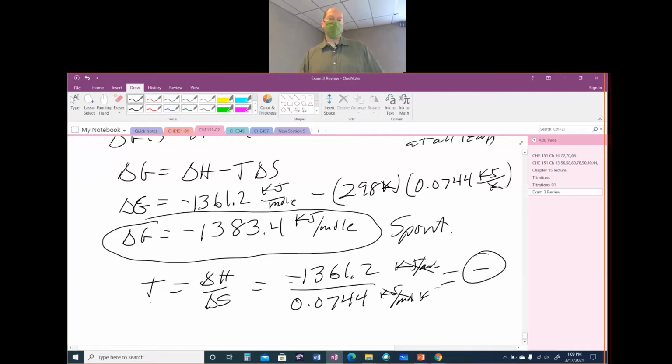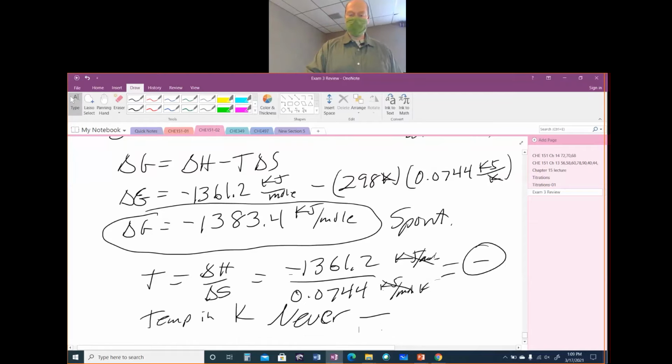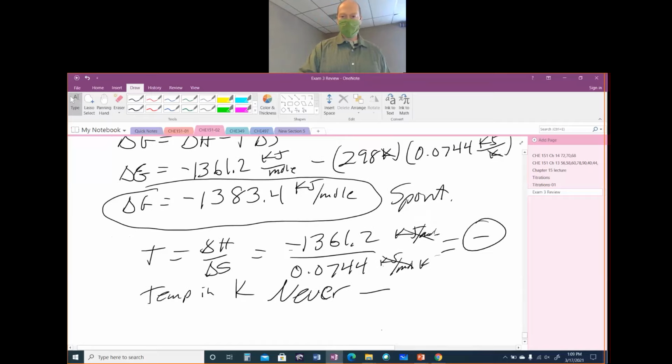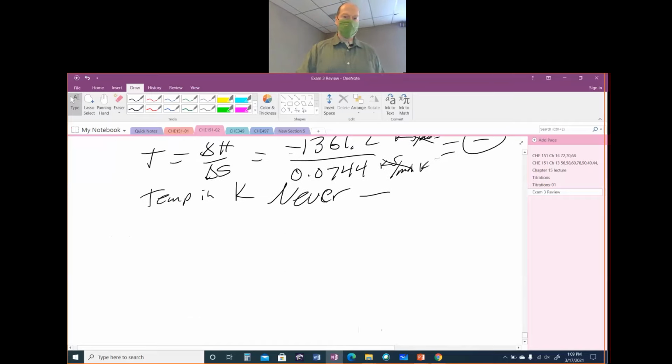Never can you have a negative temperature in Kelvin. So temperature in Kelvin, never negative. All right, so there is no temperature which will change the sign of this delta G. It is always negative, always spontaneous, no matter what your temperature is.